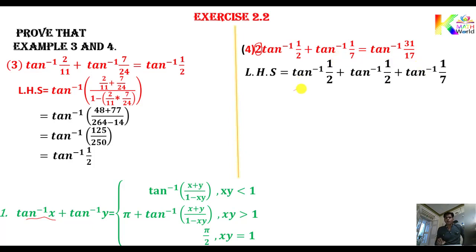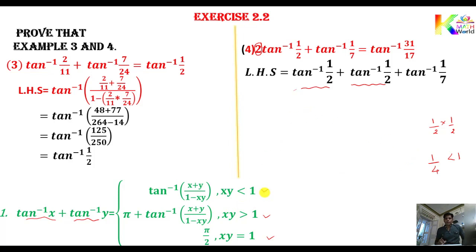Now you can see this is tan inverse x plus tan inverse y format. So now check the product. To apply the formula, firstly you need to decide whether the product value is less than 1, greater than 1 or equal to 1. If we check the product, then 1 by 2 into 1 by 2 should be 1 by 4. Obviously the numerator is smaller than the denominator, so this product must be less than 1.